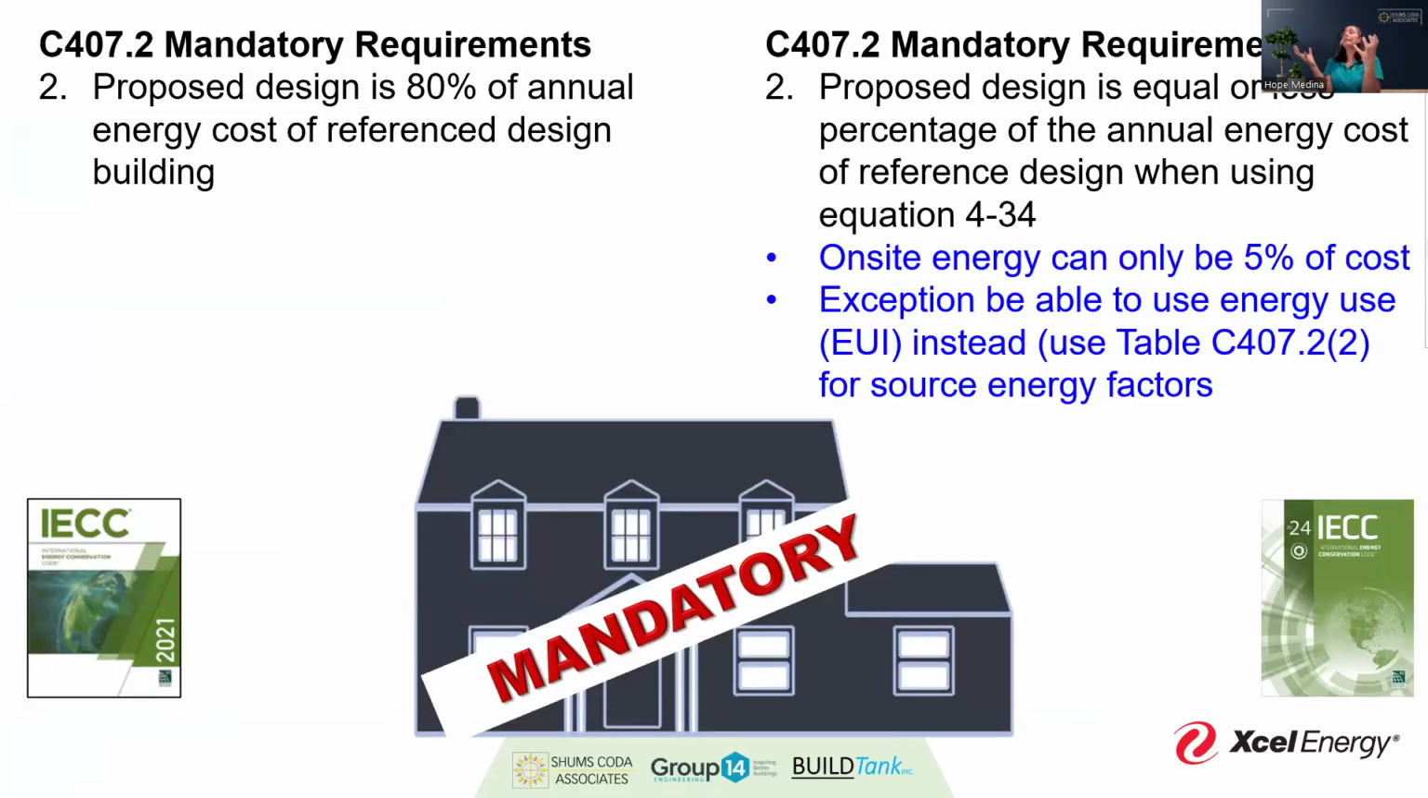So number 2 in the list, whether you're 21 or 24, 21 says that when everything is said and done, your proposed design, what you're wanting to do, has to demonstrate that it is no more than 80% of what the annual energy cost is of that reference design. Basically, what it's trying to say is that you're 20% better than what the reference design is.